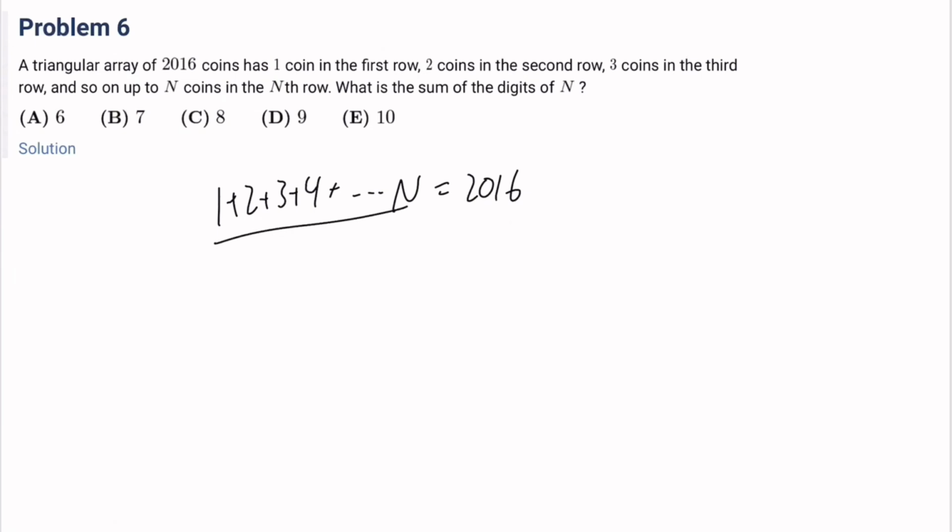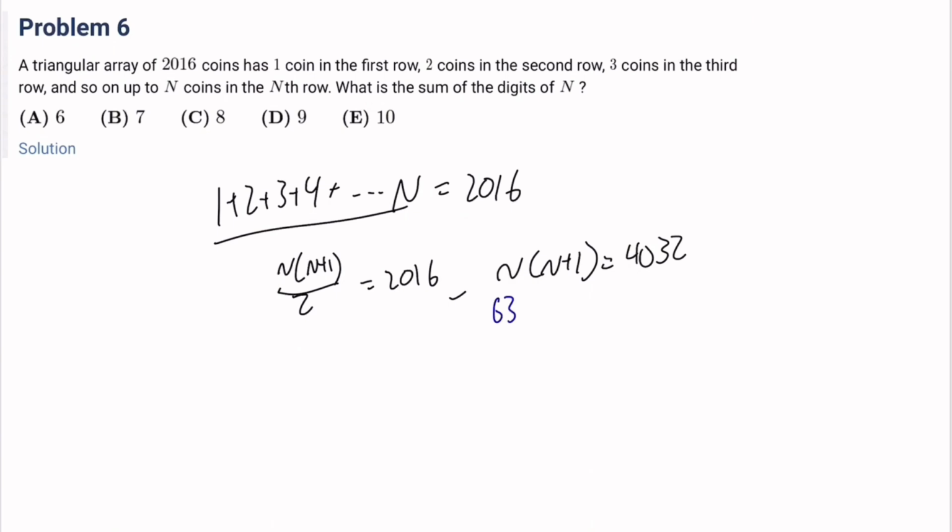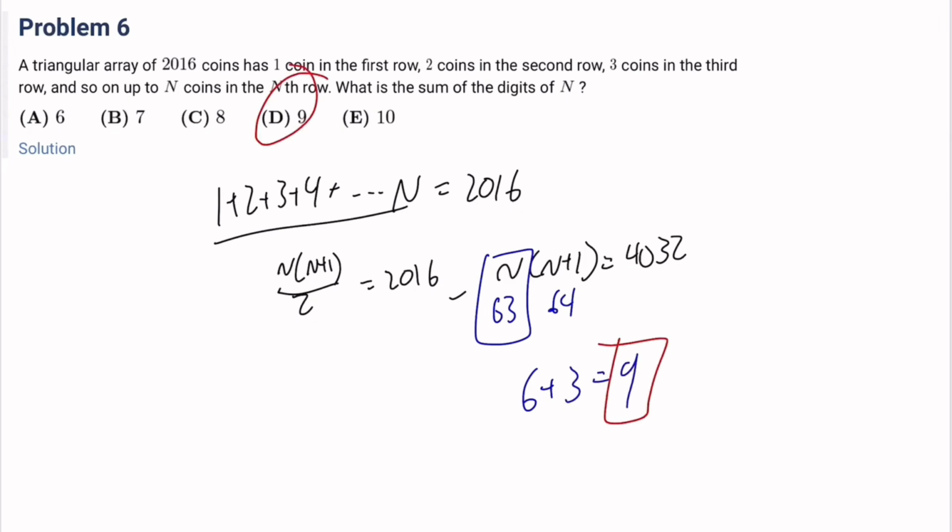2016. But then we know that this is just equal to n times n plus 1 all over 2. And this is 2016. That means n times n plus 1 equals 4032, and this is just equal to 63 times 64. Therefore, n is equal to 63, so 6 plus 3 equals 9. So 9 is our answer, it's D.